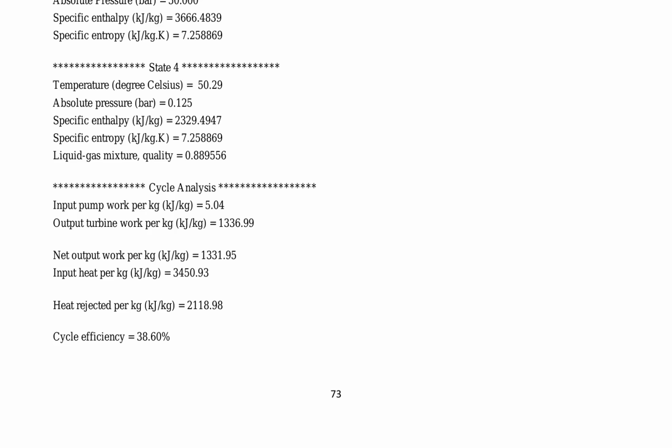The cycle analysis reveals an input pump work per kilogram of 5.04 kJ per kilogram, output turbine work per kilogram of 1336.99 kJ per kilogram, and a net output work per kilogram of 1331.95 kJ per kilogram. Furthermore, the input heat per kilogram is calculated to be 3450.93 kJ per kilogram, with a heat rejection per kilogram of 2118.98 kJ per kilogram. The cycle efficiency is determined to be 38.60%.